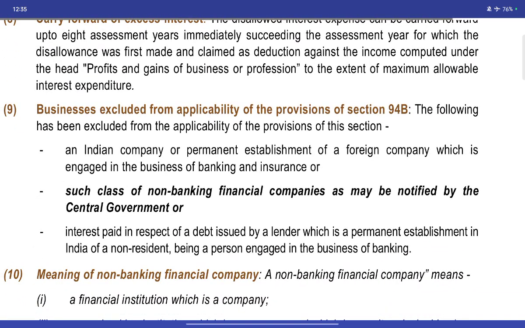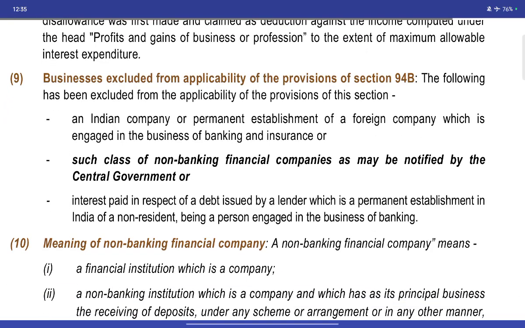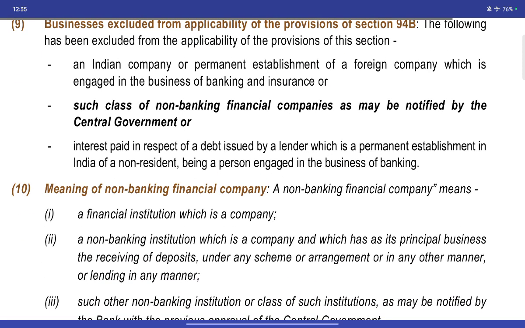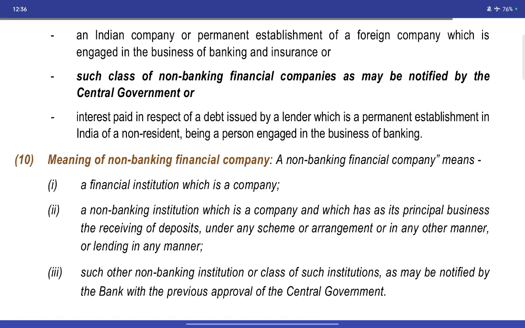Businesses excluded from the applicability of section 94B. The following are excluded from the applicability of the provision of the section: an Indian company or permanent establishment of a foreign company which is engaged in the business of banking and insurance; such class of business of financial companies as may be notified by the central government; and interest paid in respect of debt issued by a lender that is a permanent establishment in India of a non-resident engaged in the business of banking.